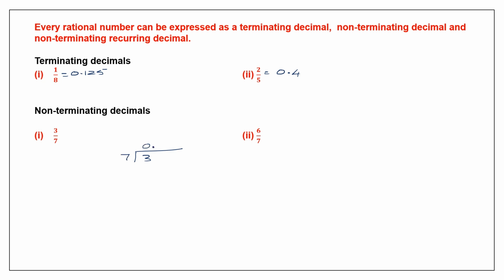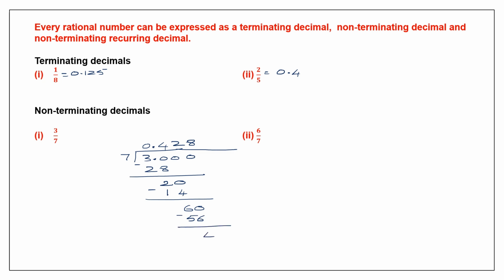So 0, and we have a point. 7 fours are 28. 30 minus 28 is 2. So we have a 0 here. 7 twos are 14. Again, we continue with the division. 20 minus 14 is 6. We add a 0 and continue, bring down that 0. Now we have 60. 7 eights are 56. 60 minus 56 is 4. So we continue with the division. 40. 7 fives are 35. Then again 40 minus 35 is 5.